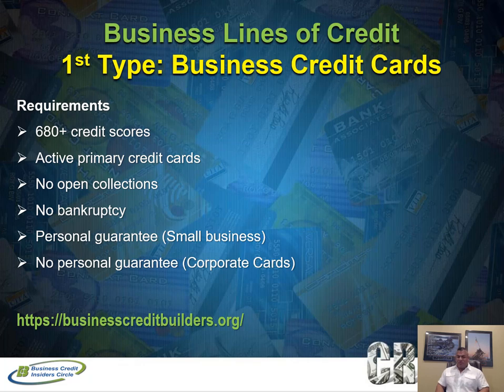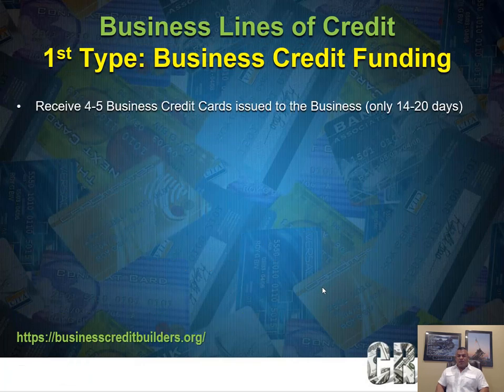And of course, you have to build a really big, strong business credit report. There are some small business credit cards that we list in our business credit building system that don't require a PG, but you have to have a good, strong business credit file with 15 or more trade lines, some good, decent, high credit limits, and we show you how to do that. But the way around that, of course, to speed up the process, is to go through our business credit card funding program, where you can get 4 to 5 business credit cards issued to your business.